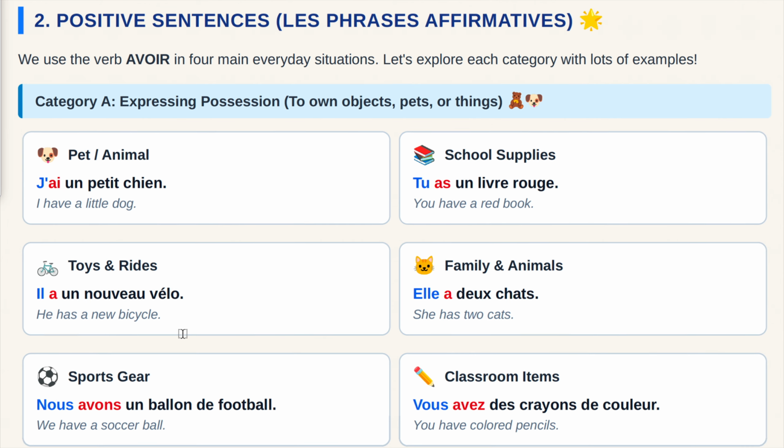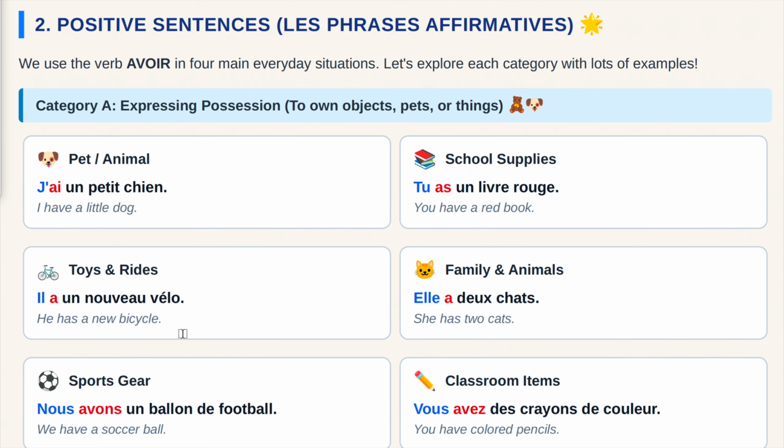So now let's practice some examples with the positive sentences first. Positive sentences of avoir. Now avoir means you are explaining about your possessions, okay? For example, you own an object, you own a pet or you own things. So you are expressing your possession, that this thing is mine. For example, I have, he has, we have. Just look at the pattern. You have, she has, you have. So you're talking about something that you own.